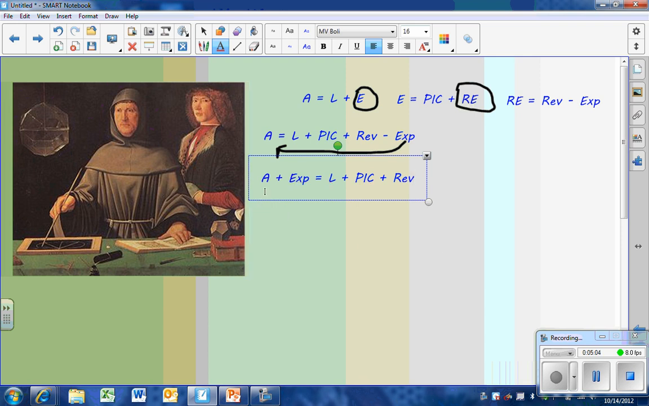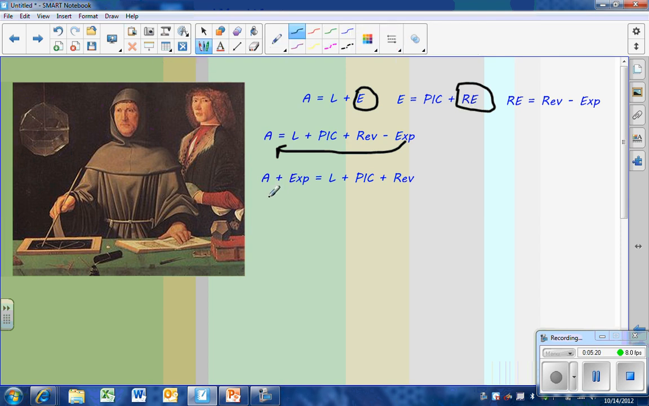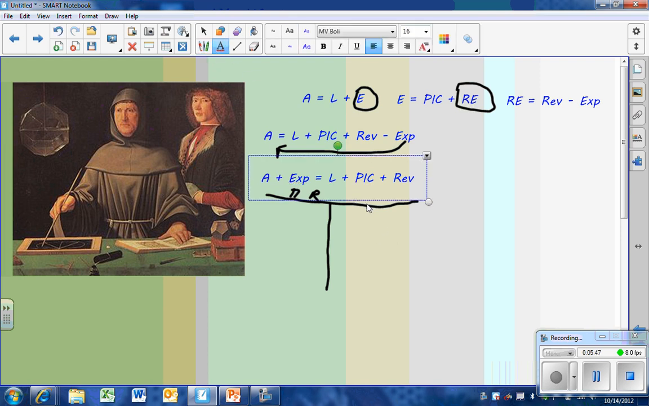Now, we don't report assets plus expenses. We don't report liability plus revenue anywhere on the balance sheet. But this becomes the basis for our debit and credit rules. I'm drawing what would be called a T account. The left side of a T account is the debit side. And the right side is called the credit side.